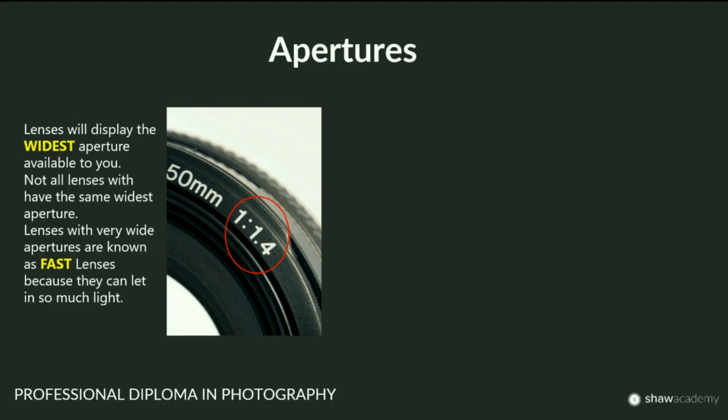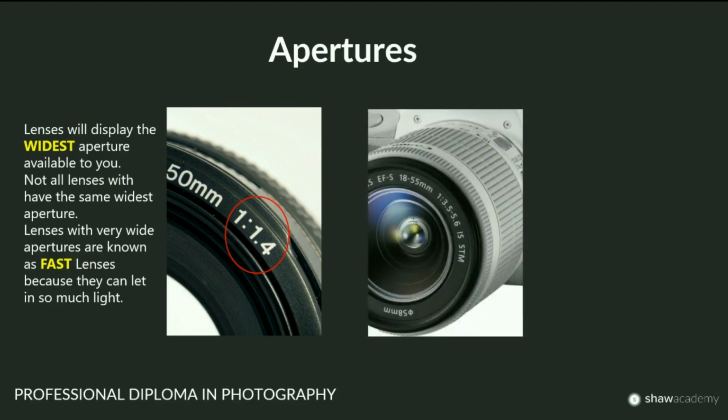Now, lenses that have a very wide aperture value available to them are known as fast lenses. The most important thing to take away from this is to find where this is located on your own lens. It is really important to understand what the widest aperture available to you is. It's important in general to understand your equipment, to know what it's capable of, and what its limitations are as well.